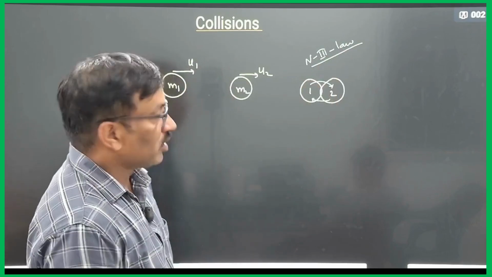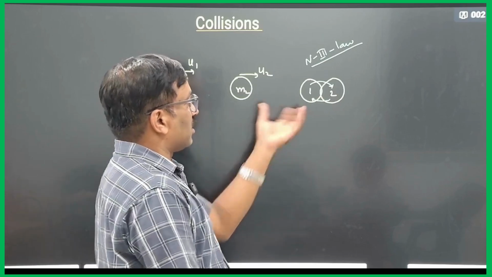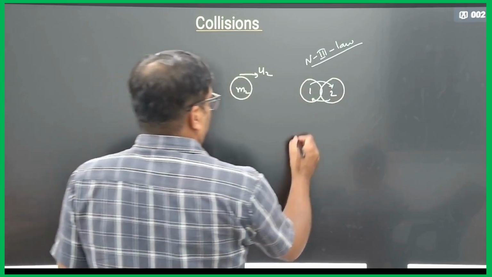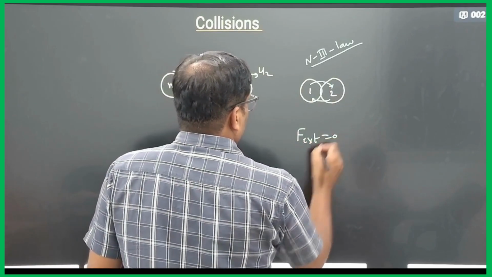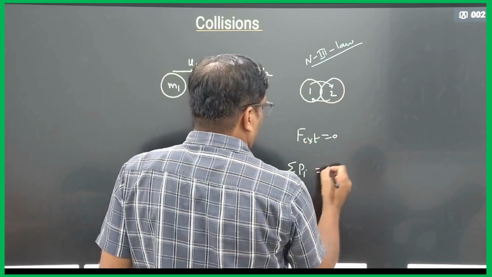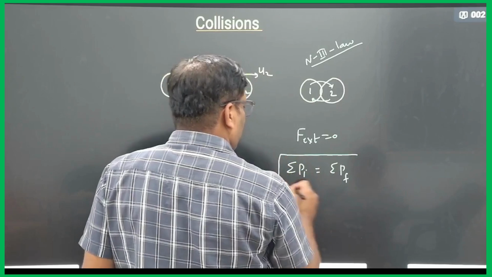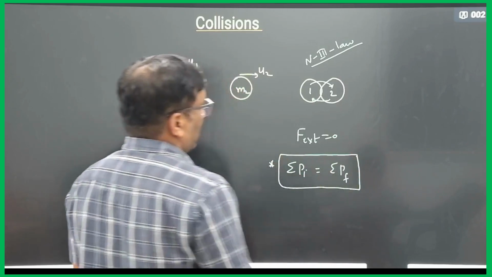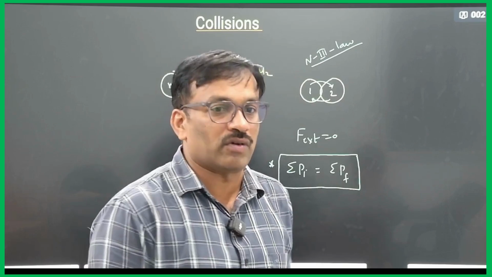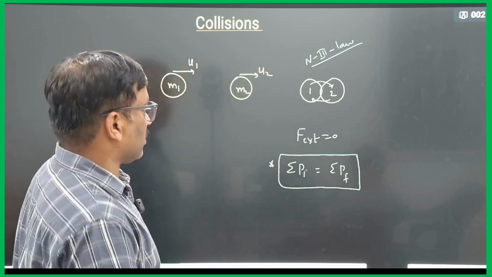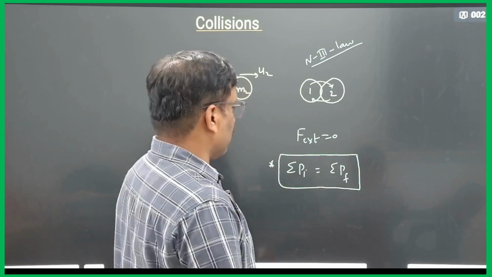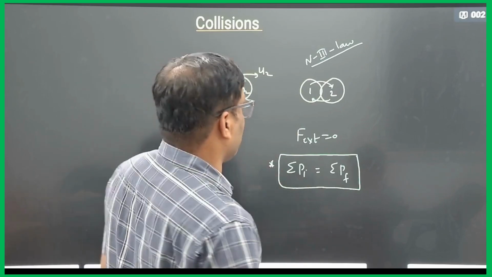In any collision, what will be the total external force? There is no external force while they are colliding. If the external force is 0, then the initial total momentum and the final total momentum will be equal. This is what we call the law of conservation of momentum. I will do a separate video on the law of conservation of momentum, with all its applications. So today we will concentrate only on collisions. You will see momentum in the other video.